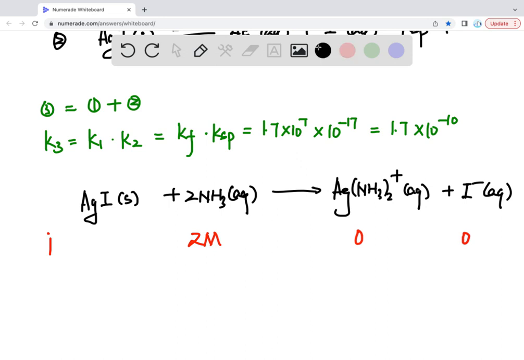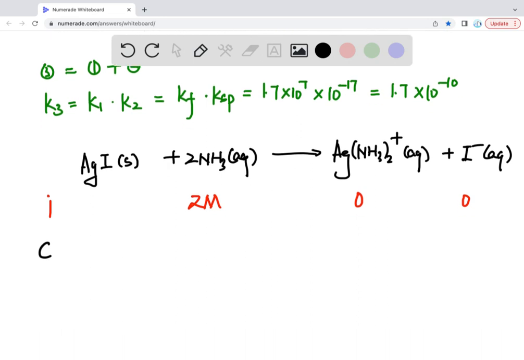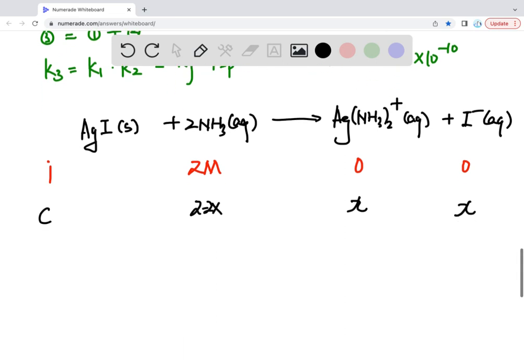Upon the change, let's say 2x moles of the ammonia will be consumed. So it's minus 2x. And silver complex will be x generated, and x moles of iodide generated. So in the end, the concentration would be 2 minus 2x for the ammonia. And for the silver ammonia complex, it would be x. For the iodide, that will also be x.